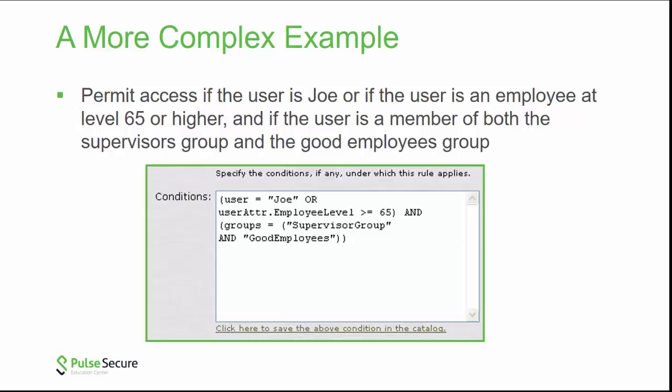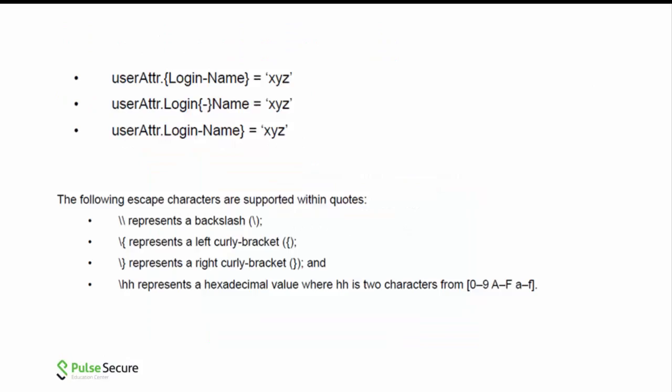Pulse Connect Secure supports a quoting syntax for custom expression variables that allow you to use any character except the period in a user attribute name. To use escape characters in an attribute name, quote some or all of the variable names using curly brackets. Some examples are shown on the screen. We also have some examples of escape characters that are supported within quotes.